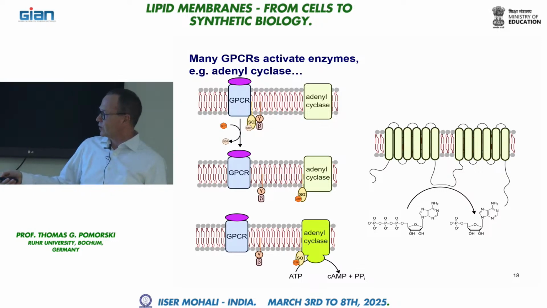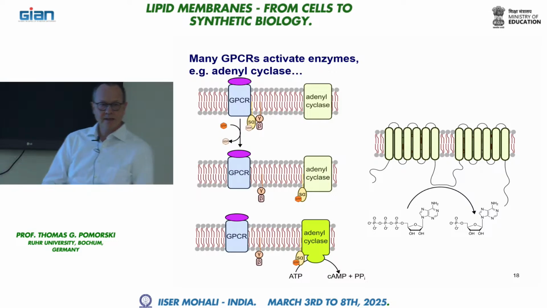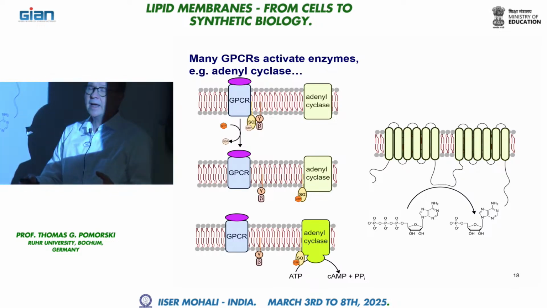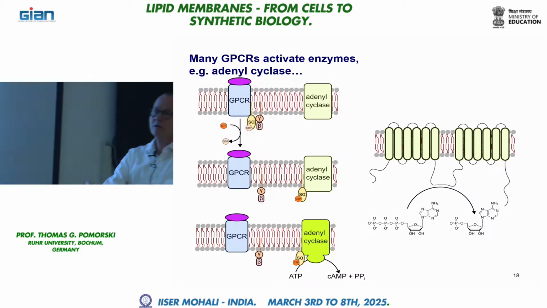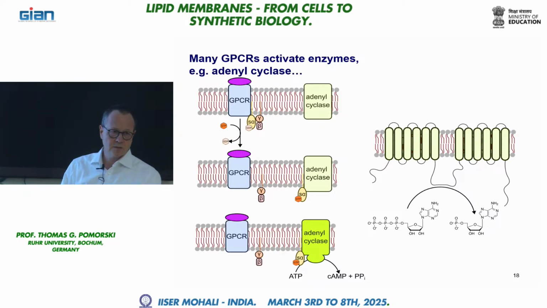It's actually from the drawing here something missing. It should be another bond. So it goes from ATP to cyclic AMP. And this cyclic AMP would be a new water-soluble molecule that would flood in the cell and would have a target protein, for instance, a transcription factor that then can activate gene expression.